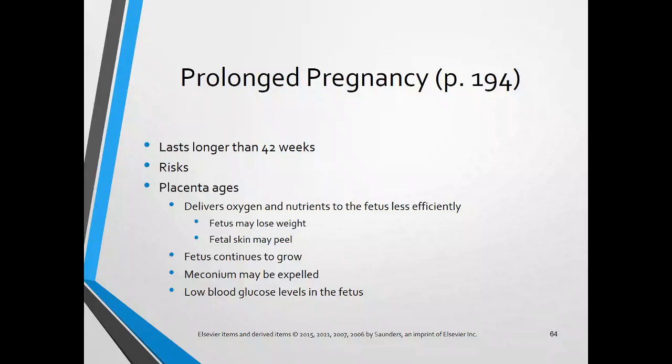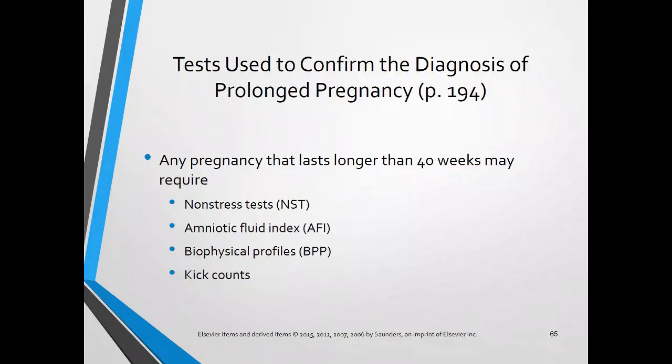So prolonged pregnancy, that's the opposite, so it's lasting more than 42 weeks. The placenta ages, so it delivers oxygen and nutrients to the fetus less effectively, and fetal skin may peel. Then the fetus will continue to grow, so there's more risk of a macrosomic infant, higher risk of meconium stained fluid, and then low blood glucose levels in the fetus.